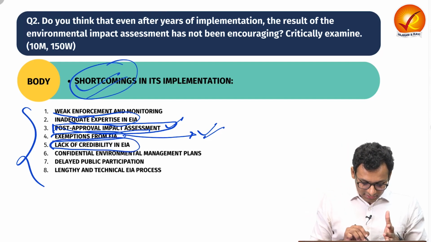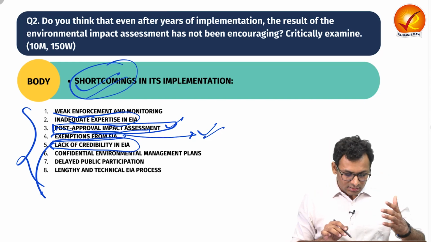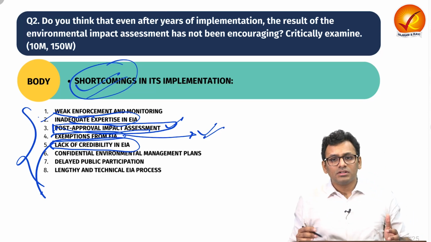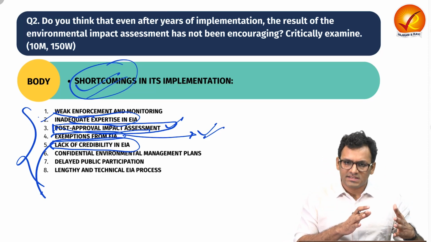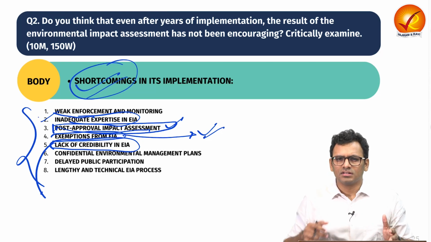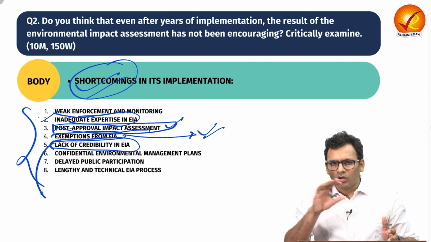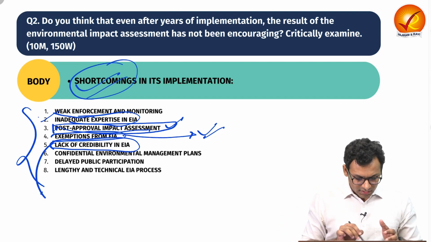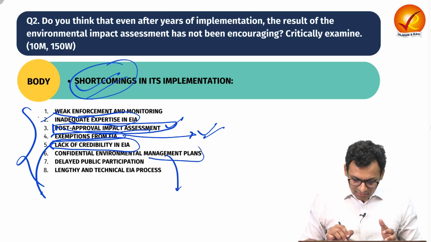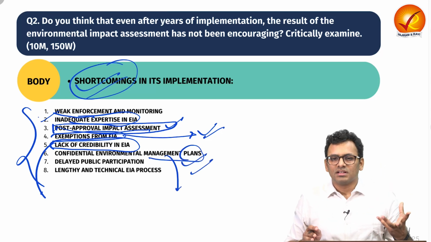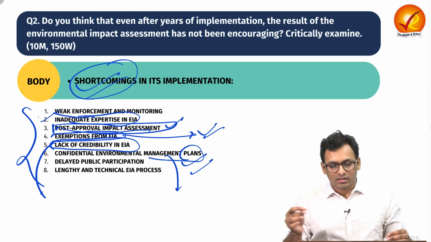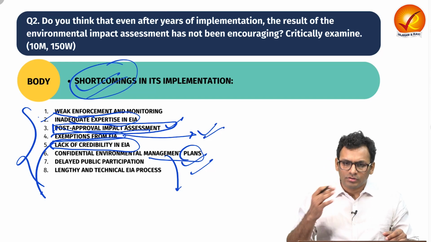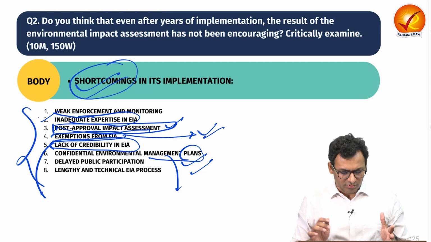Fifth is lack of credibility in EIA. We also have to understand that by clubbing different points like inadequate expertise, weak enforcement, credibility of EIA also gets impacted because of lack of expertise along with a lot of political intervention as well as no post-approval impact assessment. So all these points can give you the idea that the credibility of EIA is also in doubt. Sixth is confidential environmental management plans. Now, there was a concept with respect to people's participation, but there are certain environmental management plans which are not transparent, which are not out there in public, and that definitely hinders the entire EIA process.